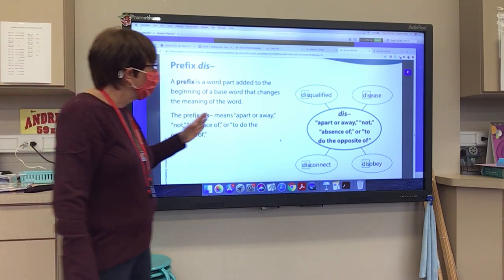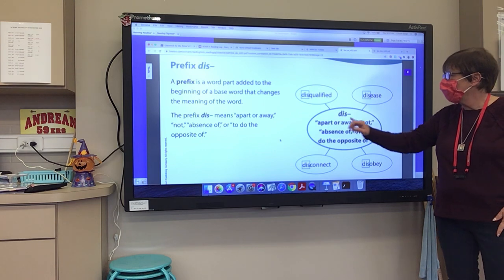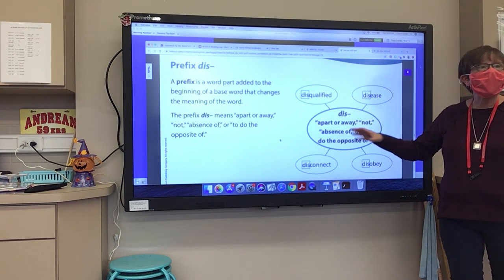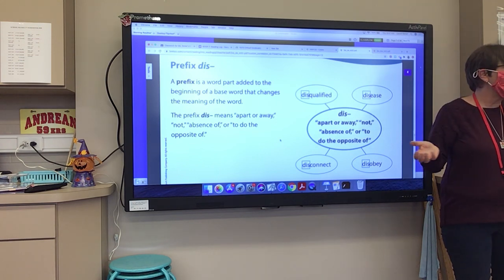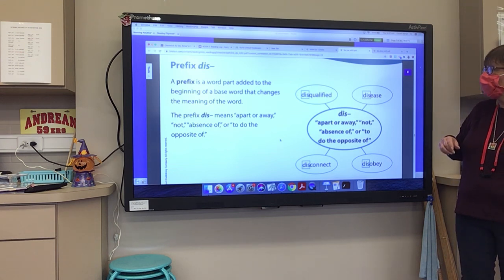So here's all of our different meanings for it. It can mean apart or away from. It can mean not, the absence of, or to do the opposite of something. Which is handy because this week one of the things we're still studying is antonyms, right? So we can kind of have that in our head as well.